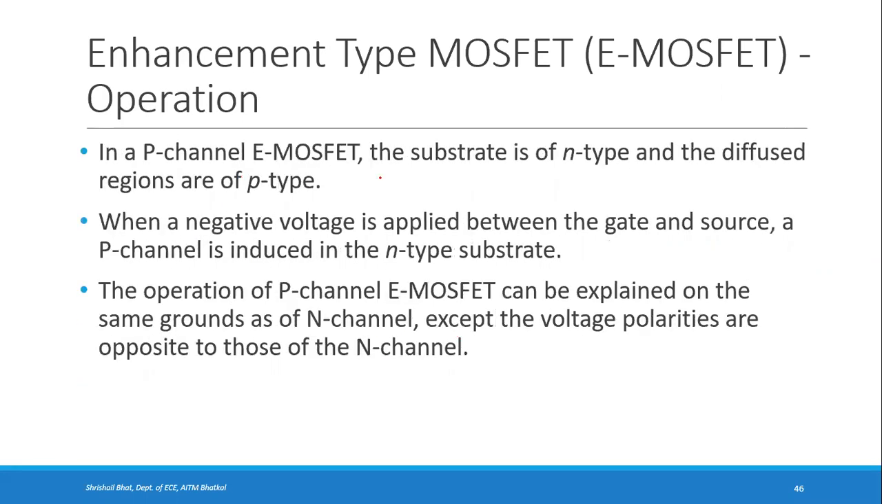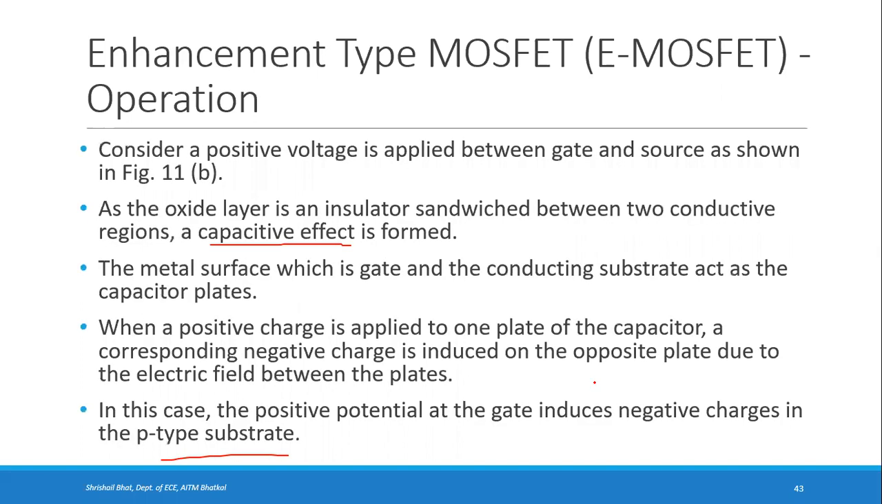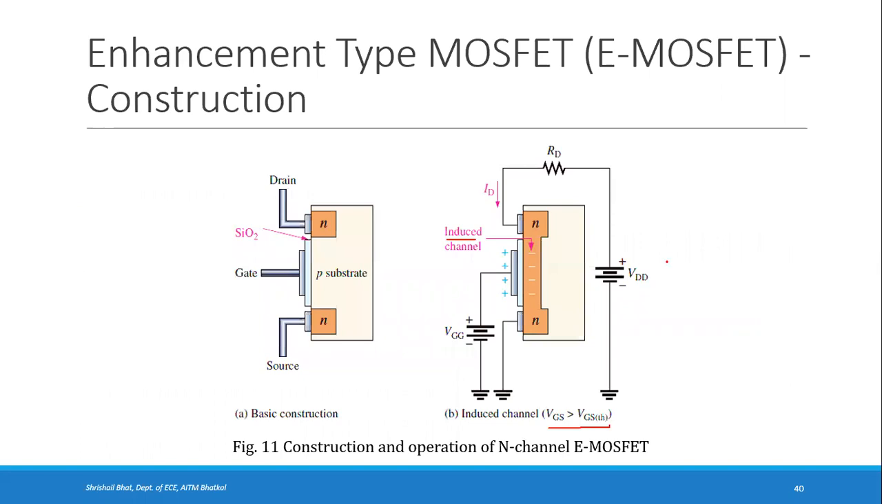In a P channel E-MOSFET, the substrate is of N type and the diffused regions are of P type. When a negative voltage is applied between the gate and the source, a P channel is induced in the N type substrate. The operation of a P channel can be explained on the same grounds, except that the voltage polarities are opposite to those of the N channel. The polarities of the voltage will change, rest all things are the same. So here it will be negative, here also it will be negative, and here there will be negative charges, and here positive charges, and because it will create a P channel, the substrate will be of N type in case of P channel E-MOSFET.